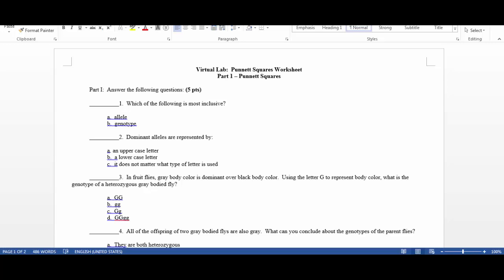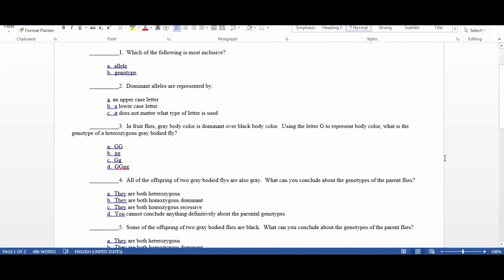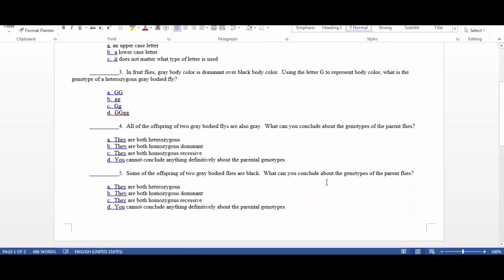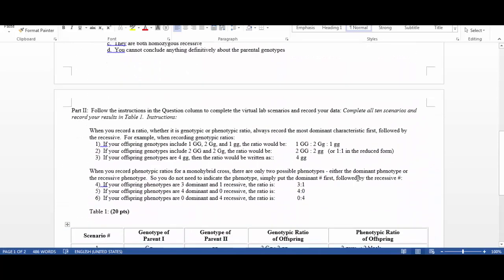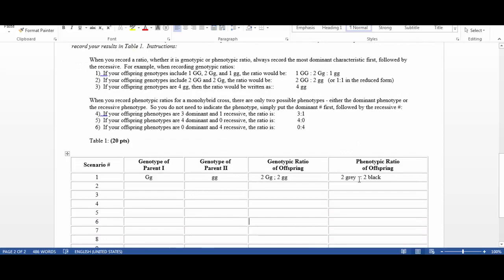Hi, this is Deb, and I'm going to walk you through option one of the genetics labs, which is the Punnett Squares virtual lab. This is the worksheet that you will fill out and hand in. You'll answer these multiple choice questions, and now we get to the lab. Let me show you that.